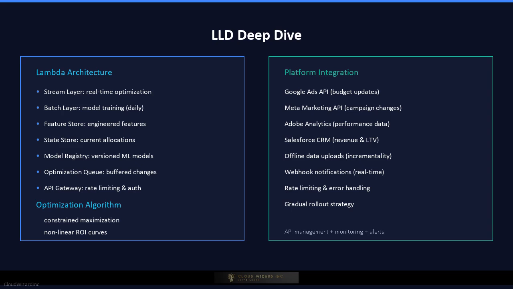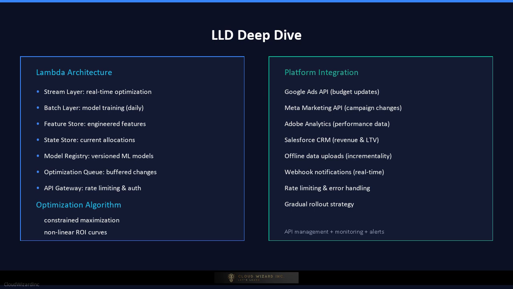Now the low-level design deep dive. The data pipeline uses a Lambda architecture with batch processing for model training and stream processing for real-time optimization. The feature store stores engineered features like historical performance, seasonality indices, and market signals. Model training runs daily using Spark ML or TensorFlow, updating channel-specific prediction models.